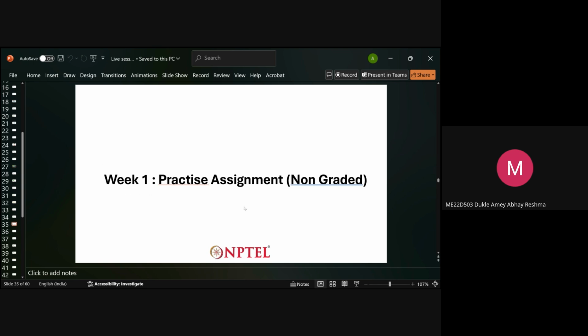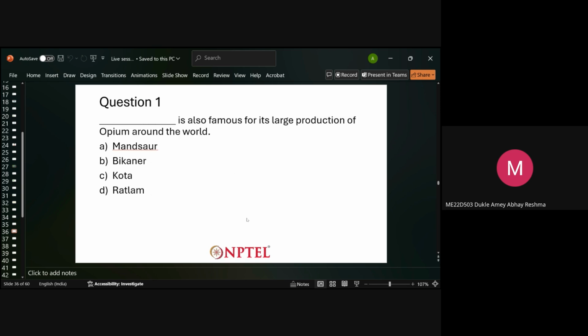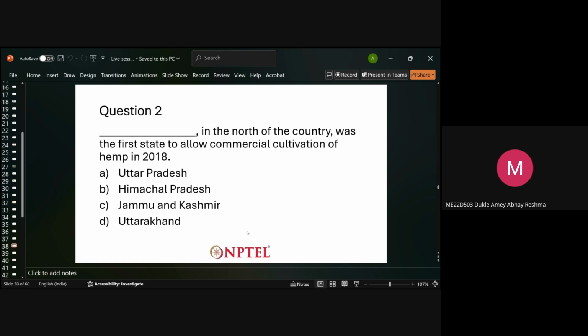Then we did the previous year assignments. This one was the assignment you would have had to answer if you had enrolled in the course in the last session. The first question: dash is famous for large production of opium around the world. Mandsaur, Bikaner, Kota, or Ratlam. So the answer is Mandsaur.